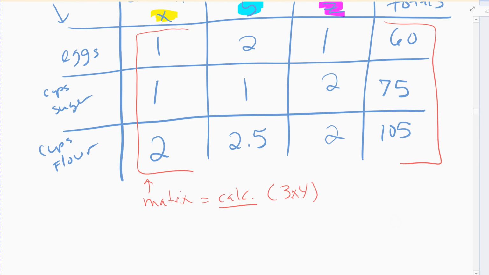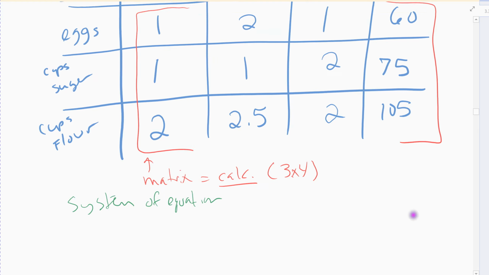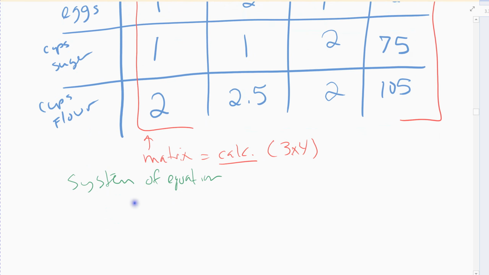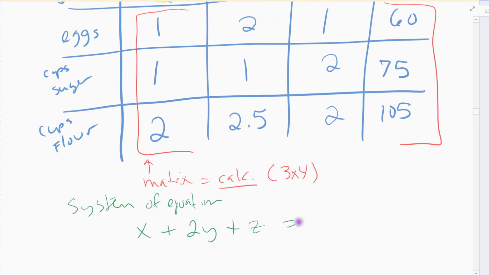Alright, so writing out the system of equations. And so I'm just going to write this out so you can understand. So this is a system of equations. The first row represents the eggs that are used up. And so the first row would be equation 1. 1x, 2y, 1z equals 60. So x plus 2y plus 1z equals 60. And that would be my eggs.